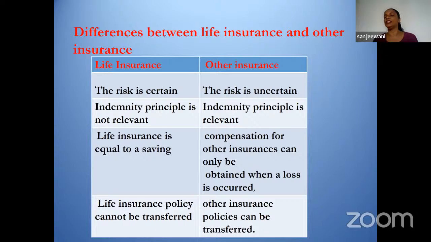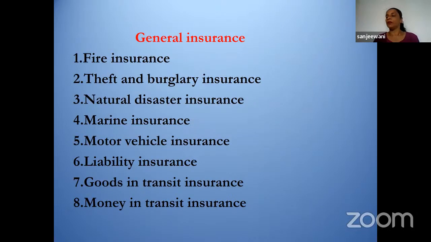Then we'll see general insurance. These things come under general insurance: fire insurance, theft and burglary insurance, natural disaster insurance, marine insurance, motor vehicle insurance, liability insurance, goods in transit, money in transit. These are the insurances that we discuss under general insurance.